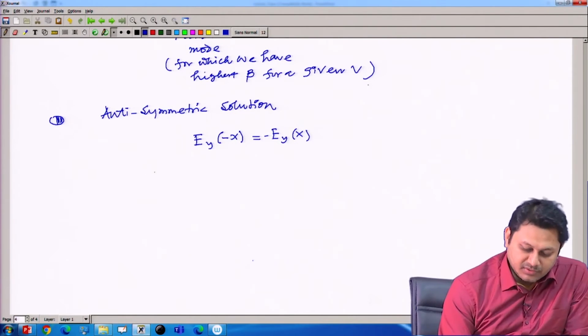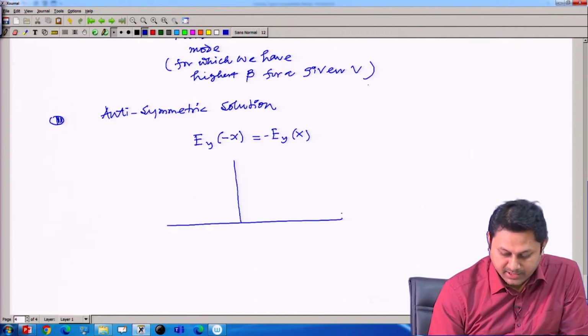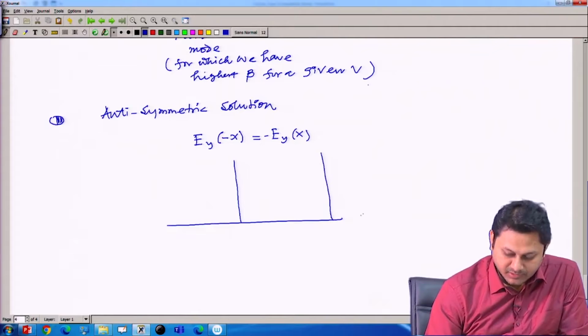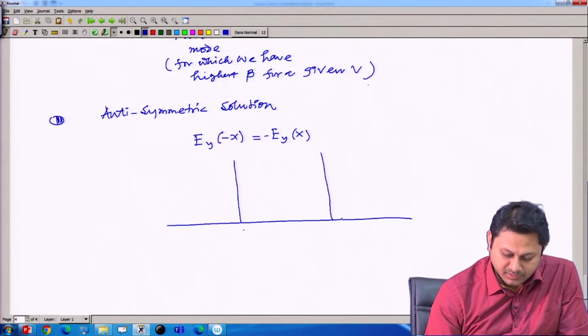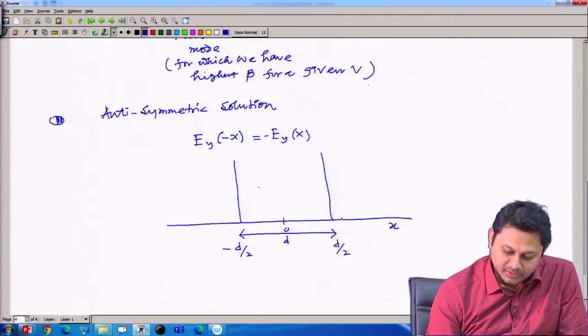So, the general solution, if you remember, in the core region, let me draw once again. That was the structure of the waveguide. This is the core part, this is the origin 0, this is d by 2, this point is minus d by 2, so that this distance is d. Now I have two regions here, this is N2, this is N2, the symmetric waveguide, and this is N1.